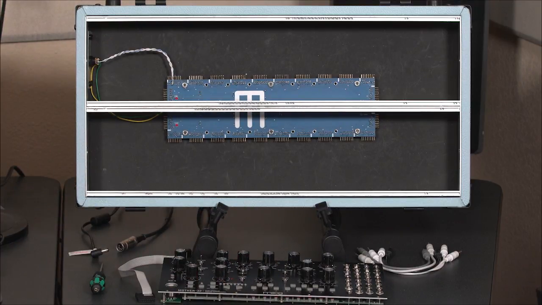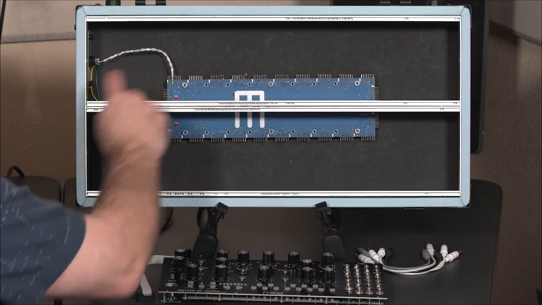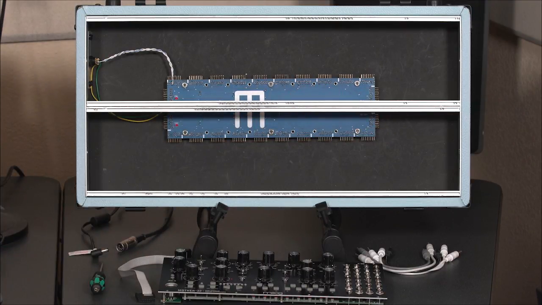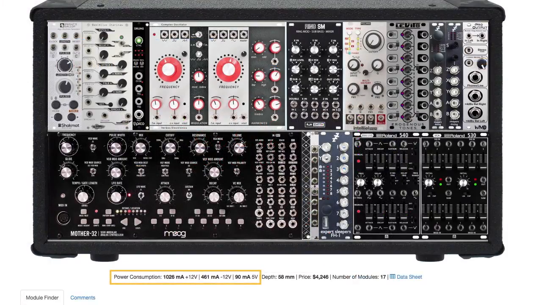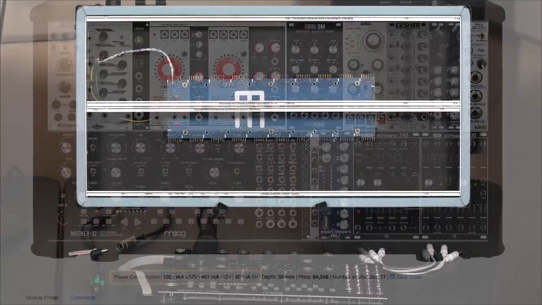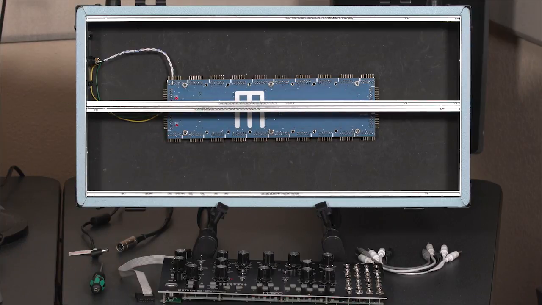The other issue to watch out for is power supply. You want to make sure you have enough power to power up not just the Mother-32, but all of the other modules you intend to add to this case. And you need a margin of error, at least 20 to 30%. So a good idea is to go to a place like ModularGrid, mock up the system that you're intending, look at the power requirements for that system, and make sure that that number is only about 70 to 80% of the power supply that comes with the case that you're looking at.